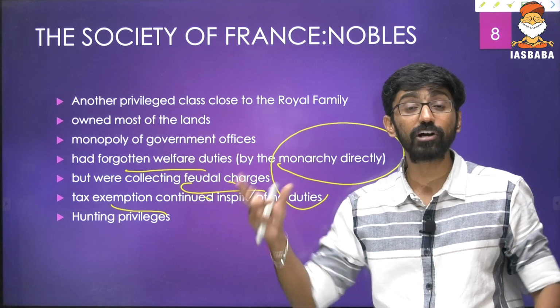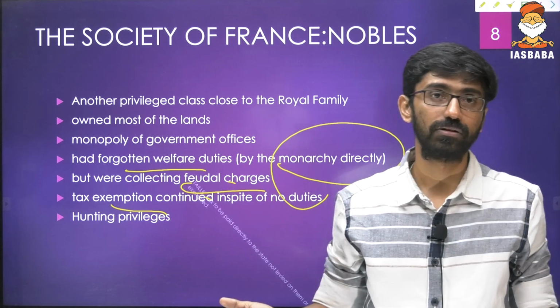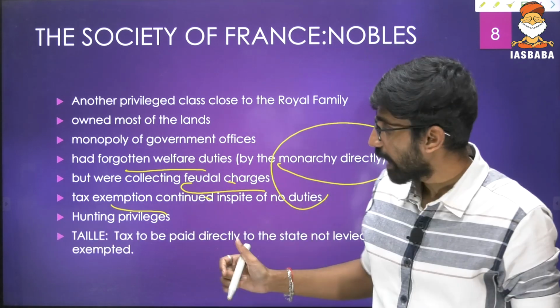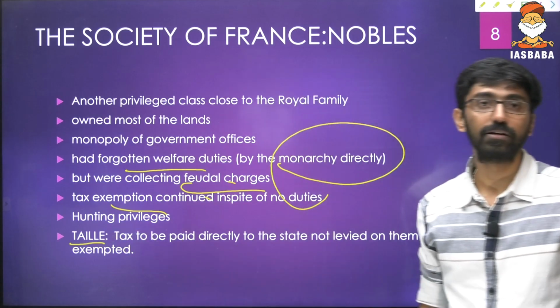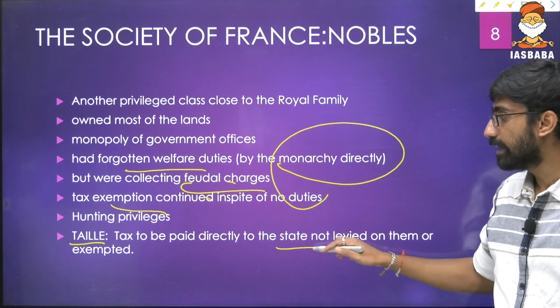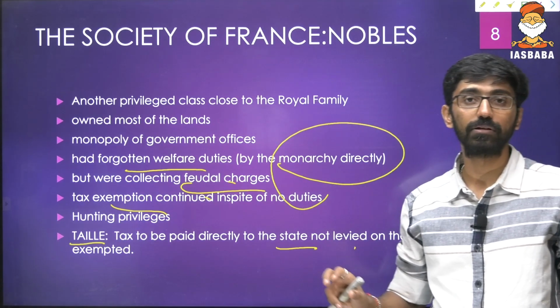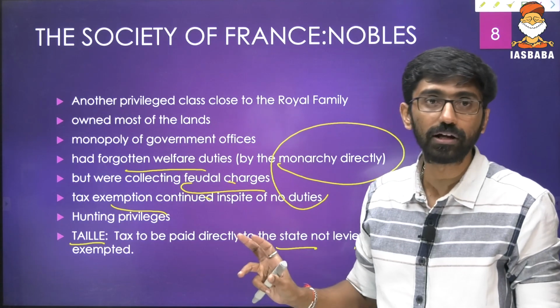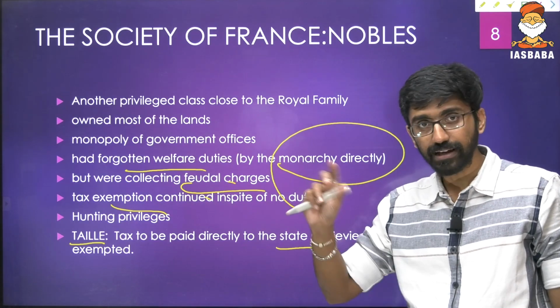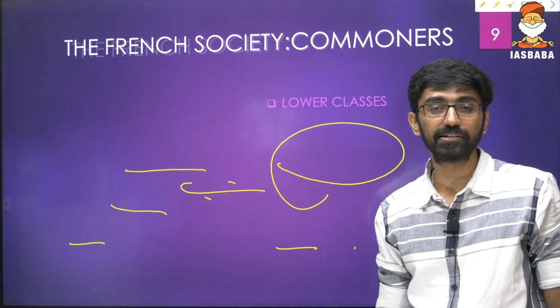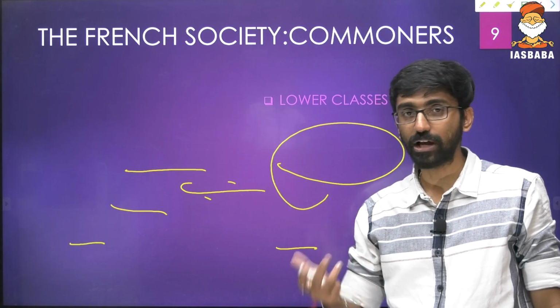And they had hunting privileges. Common people did not have those hunting privileges. And one of the taxes they have to pay is the stale tax. It is directly paid to the state. It was not levied on the nobles, not on ministers, not on these local governors and everything. That is again a monopolistic system that was there. And now people want to challenge that.